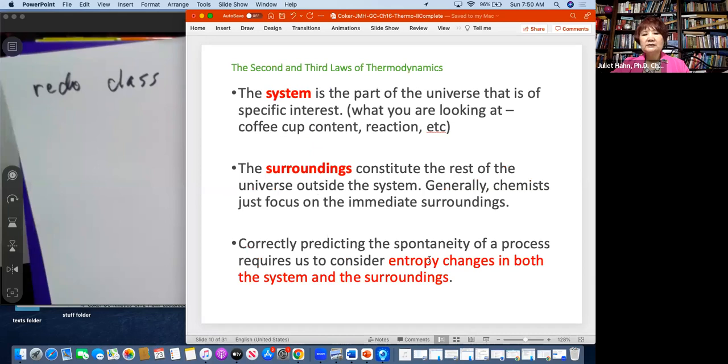So we already discussed this when we were discussing Thermo 1, but what is a system? It's the part of the universe that you're specifically looking at. So for instance, the reaction inside a coffee cup, perhaps. The coffee cup content and the rest of the universe outside being the surroundings. For chemists, we don't usually think of the surroundings as being very far out, to the outer reaches of the universe. Usually the surrounding is fairly focused right around the system that you're looking at. So you can have entropy changes in the system and the surroundings.